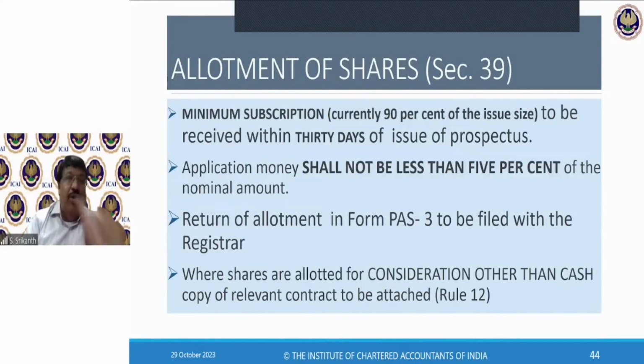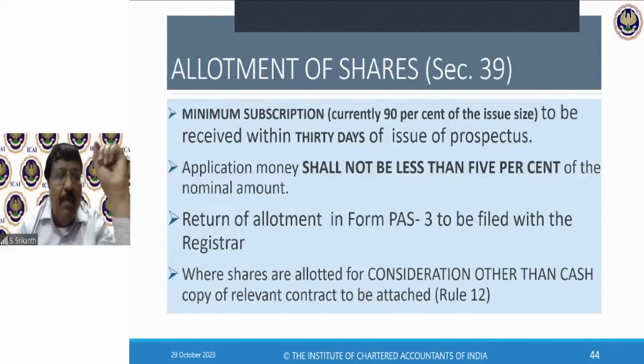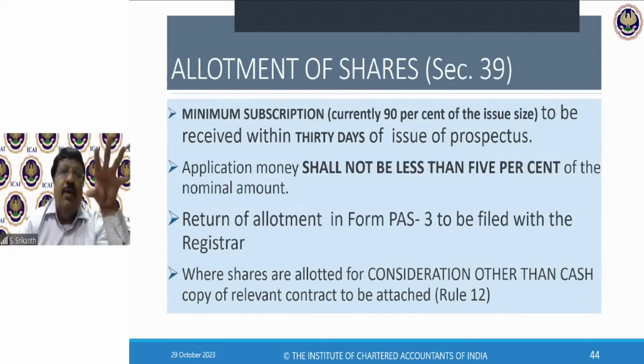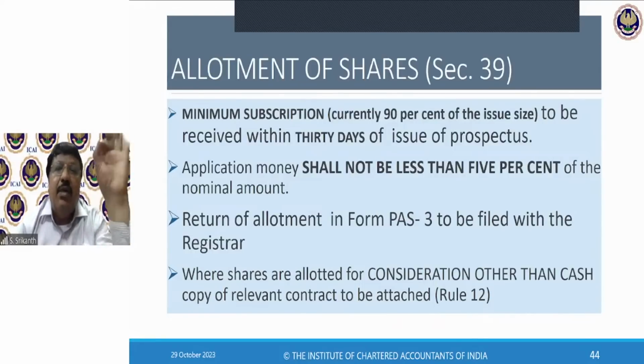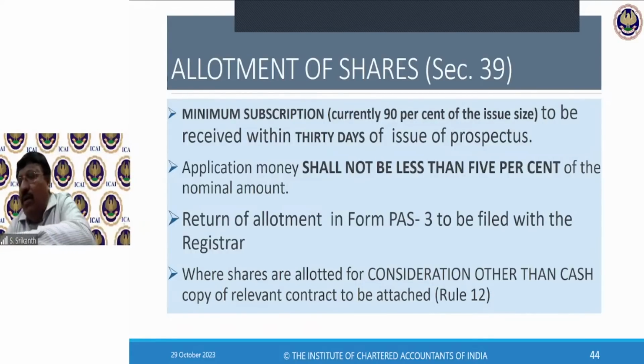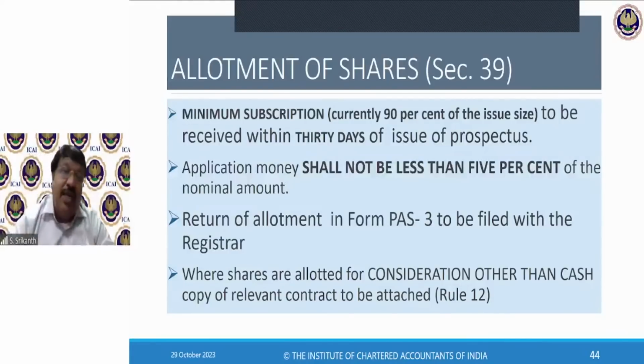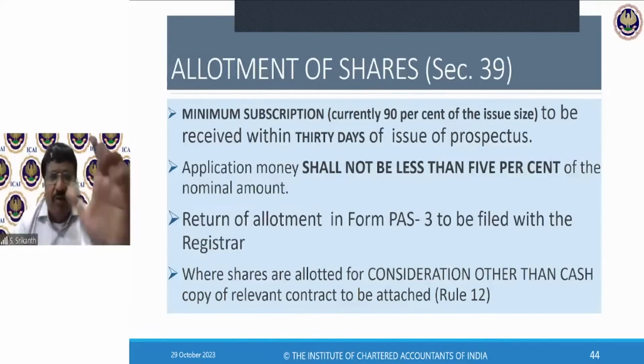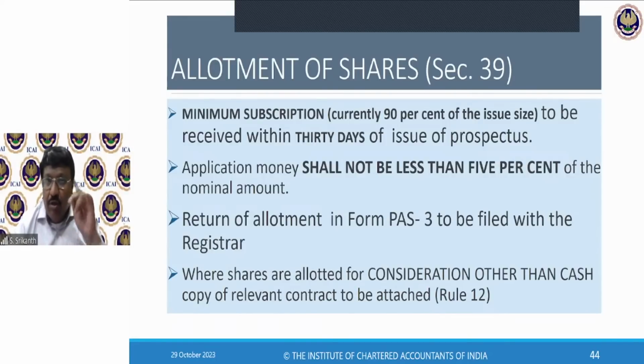Now we come to minimum subscription. Friends, minimum subscription is the minimum amount to be received as subscription. Currently it is 90% of the issue size. How many shares did we give? We gave 2 million shares by prospectus and 1 million by offer for sale, total 3 million. 90% of that is 2,700,000. That is the minimum subscription.